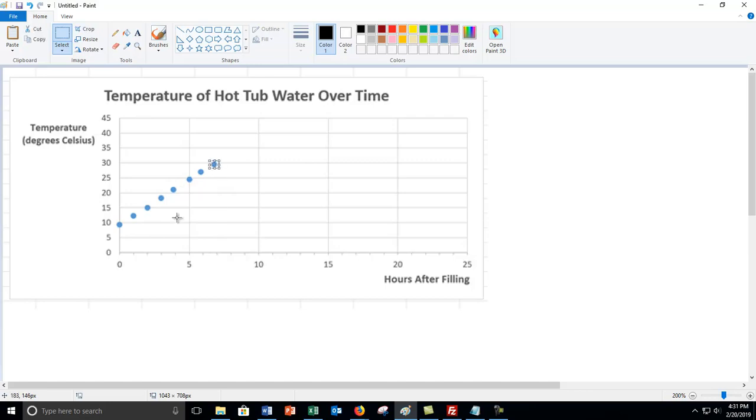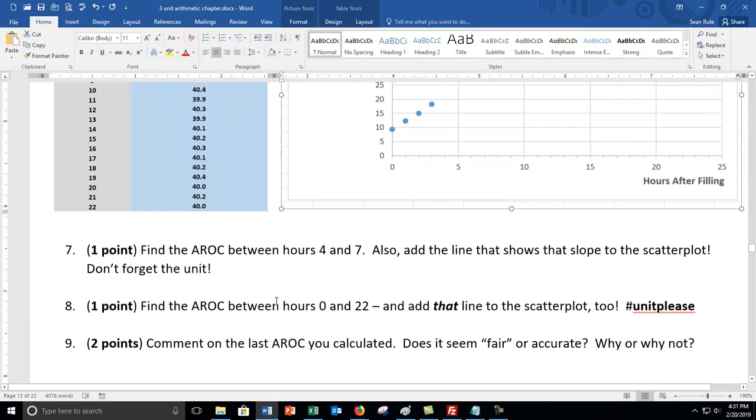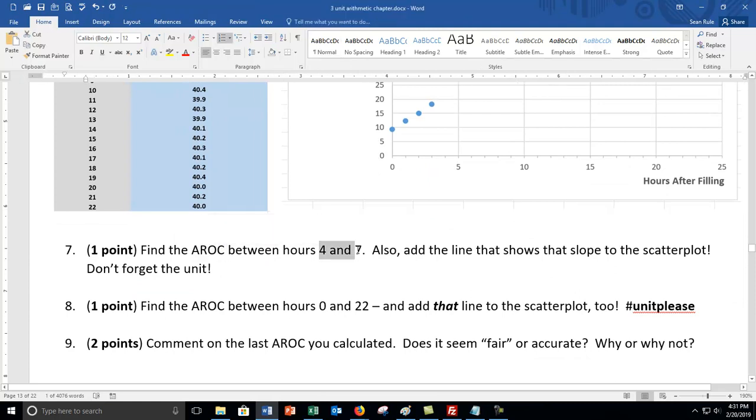Okay, good. Now, hopefully you're noticing something about these points. They look like they're lining up pretty well, and you're about to see why. I'm going to stop here for a pause, and I'm going to answer number 7, which is the AROC between 4 and 7. I said also add the line and don't forget the unit.